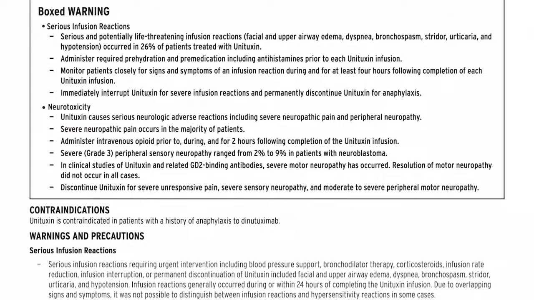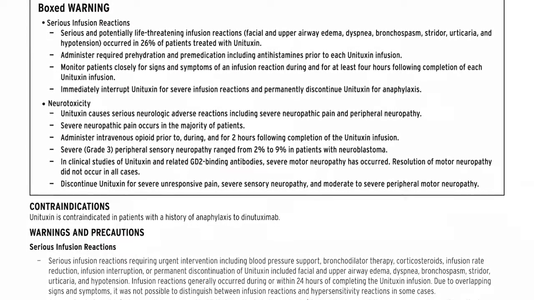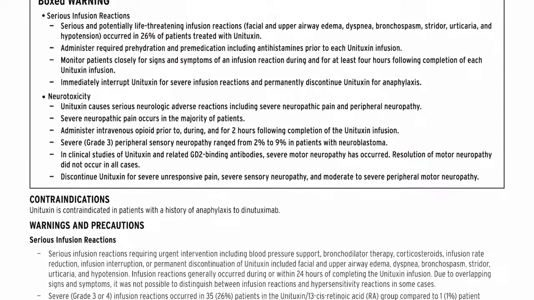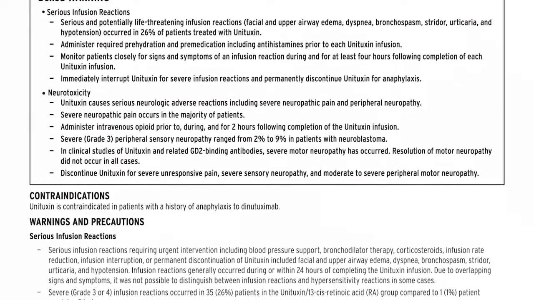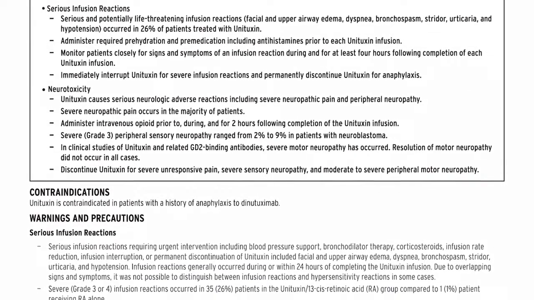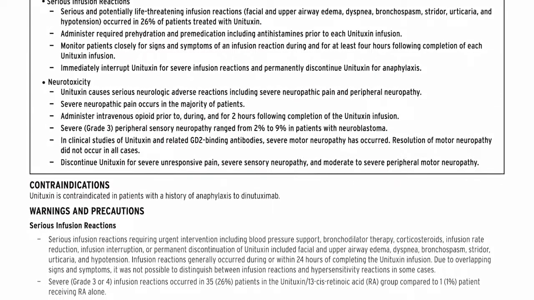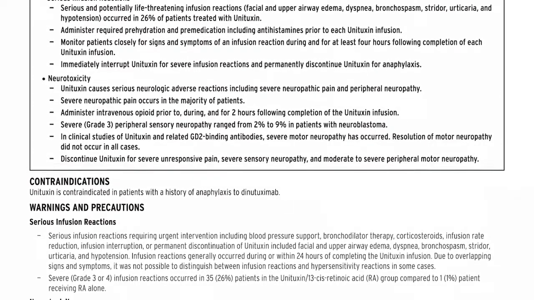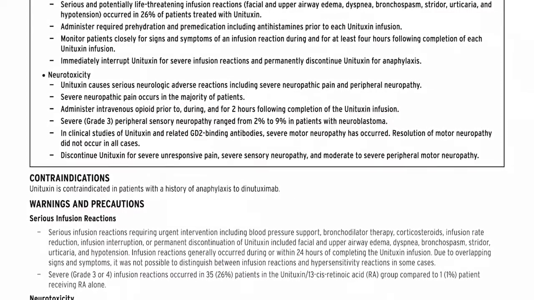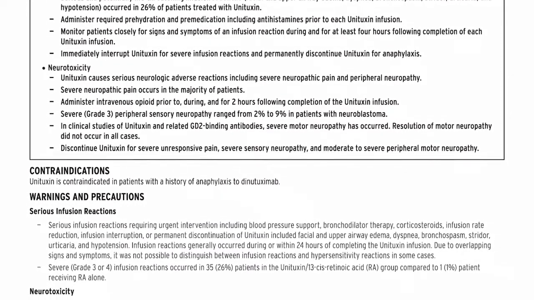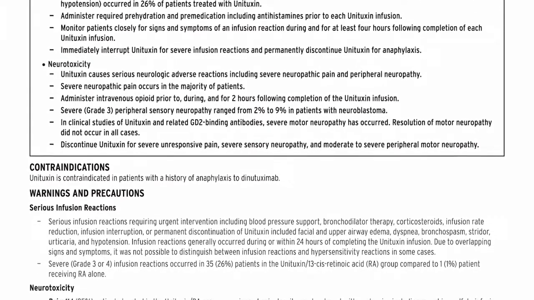Severe, grade 3, peripheral sensory neuropathy ranged from 2% to 9% in patients with neuroblastoma. In clinical studies of Unituxin and related GD2 binding antibodies, severe motor neuropathy has occurred. Resolution of motor neuropathy did not occur in all cases. Discontinue Unituxin for severe unresponsive pain, severe sensory neuropathy, and moderate to severe peripheral motor neuropathy.